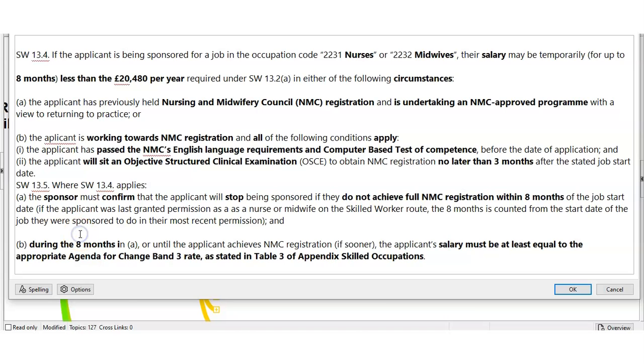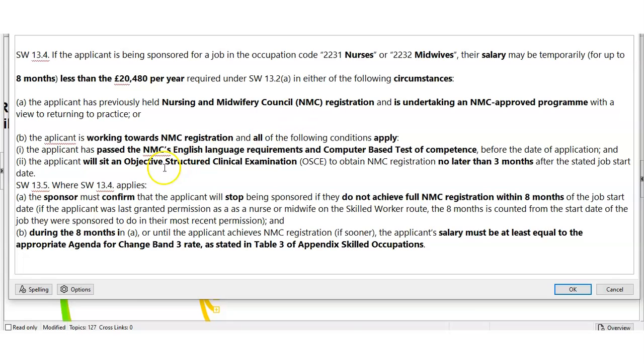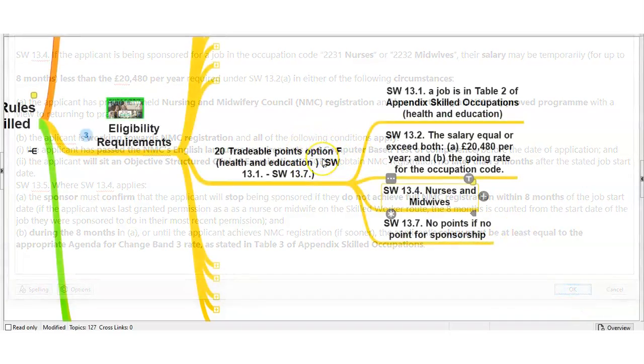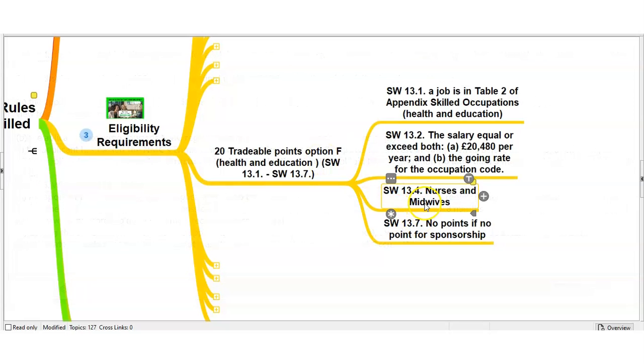They also protect the midwives and nurses here by requiring the employer to pay them a salary which is at least equal to the appropriate Agenda for Change band 3 rates, which is stated again in table 3 of Appendix Skilled Occupations. So these were our very special rules for option F when we want to apply in the health or education sector, and these are the exceptions for the salary payments for nurses and midwives.